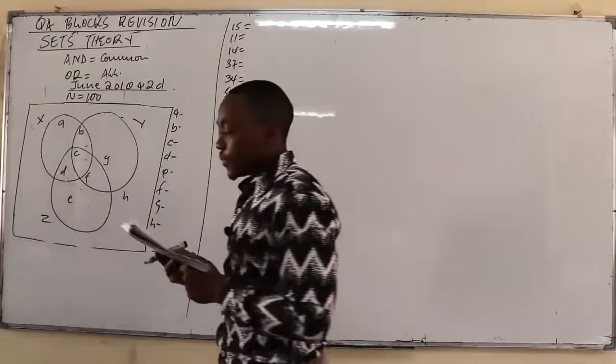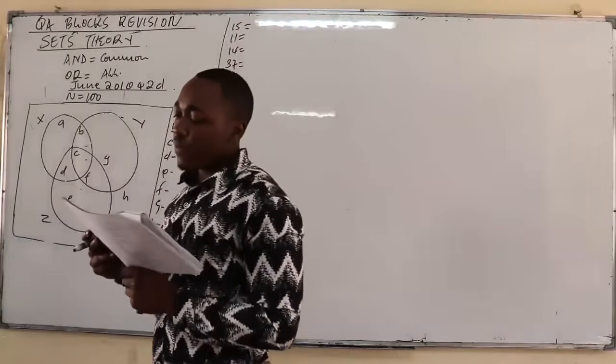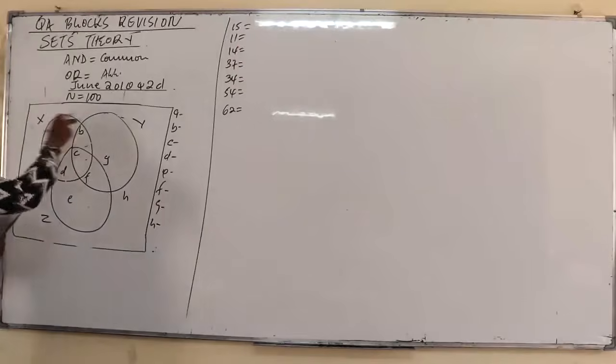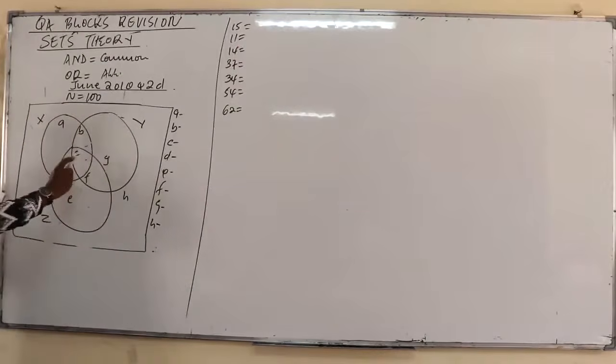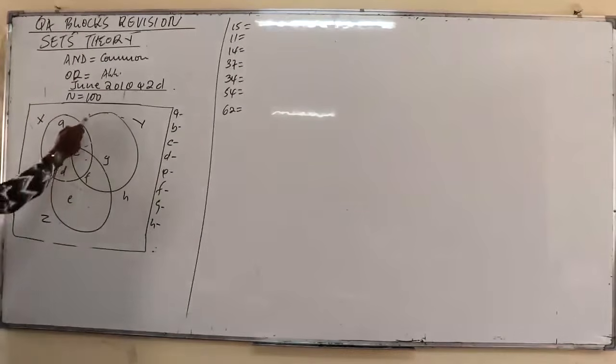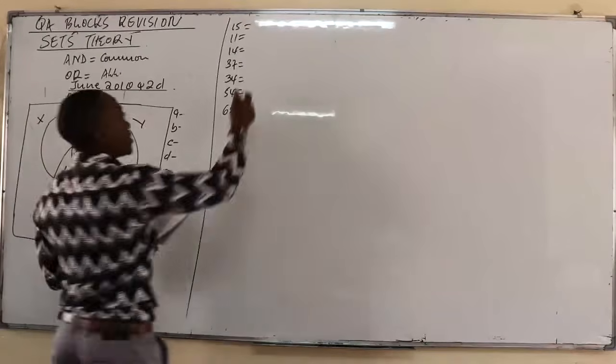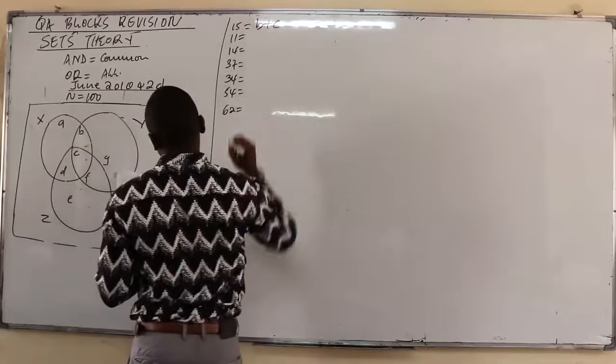So you're told that 15 voters were in favor of X and Y. X and Y. We say that and means common. So X and Y, that means we have B and C. So that's B plus C.